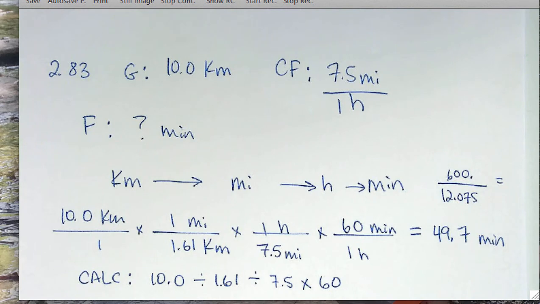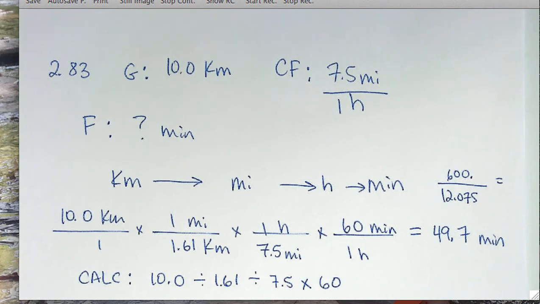So 600 divided by that. Your units would have come out to be 1 over minutes, so inverse minutes. Like, how do I time an inverse minute?